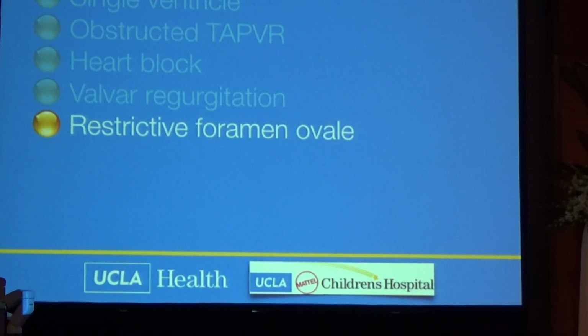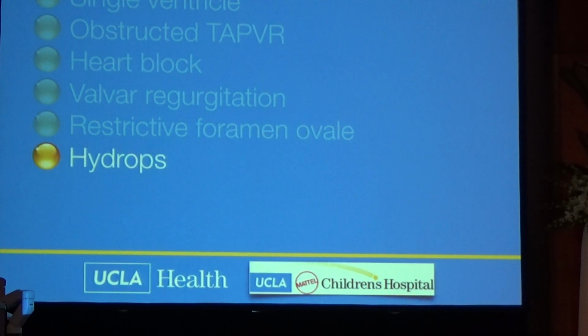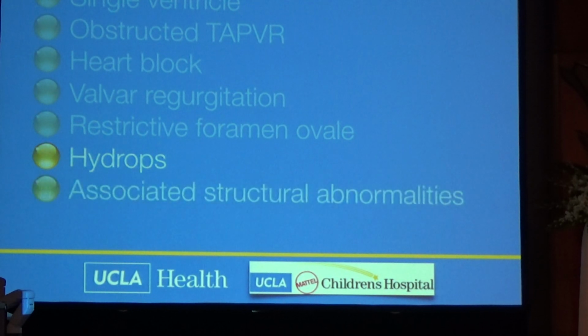Sometimes we could see the foramen ovale is restrictive. That can be a tough diagnosis to make sometimes, but if you do see a restrictive foramen ovale, those patients are at risk for heart failure or hydrops. Patients, of course, who are hydropic. A hydropic fetus with heterotaxy is a very guarded prognosis and high risk for fetal demise, as well as poor survival after birth. And then, of course, many patients have associated structural abnormalities with heterotaxy, and that could make the prognosis that much more guarded.